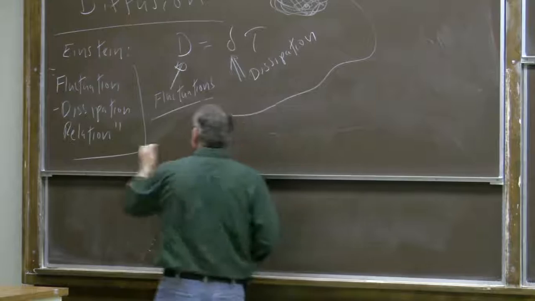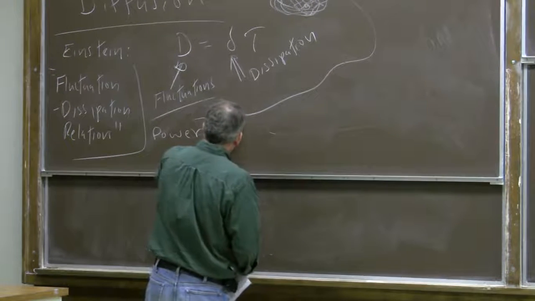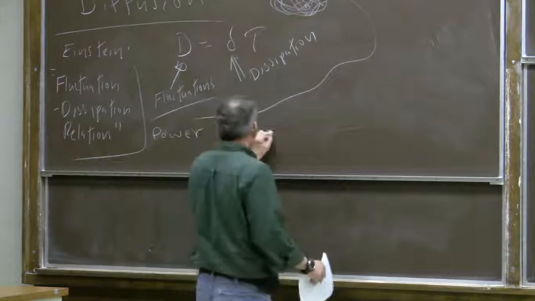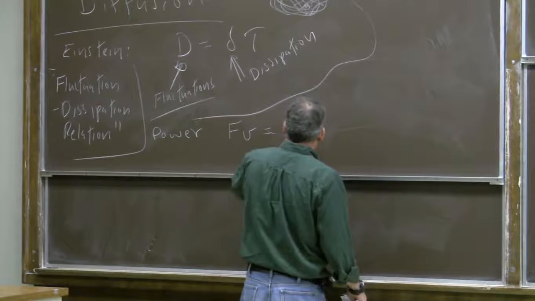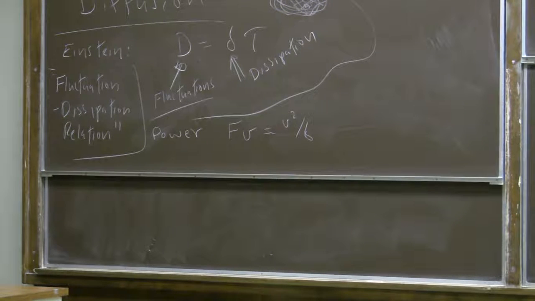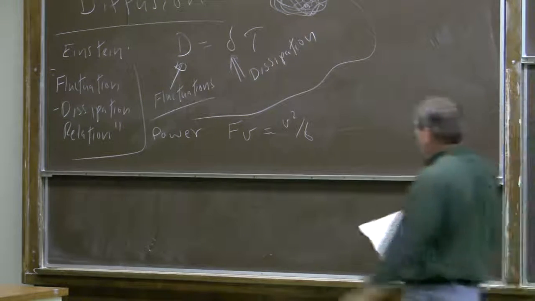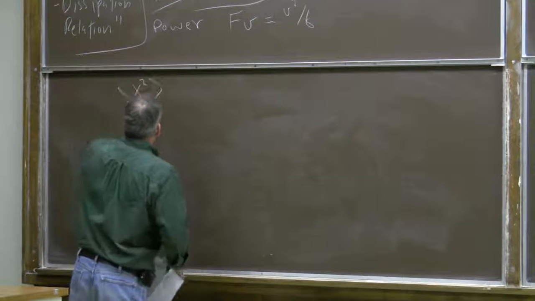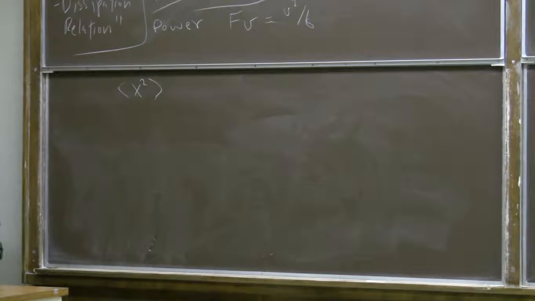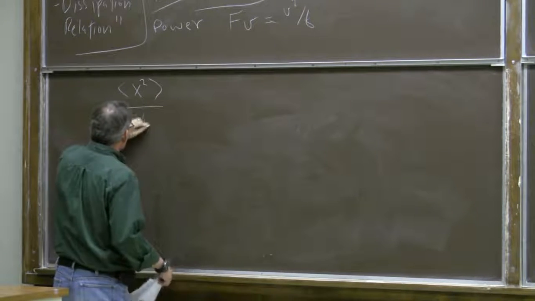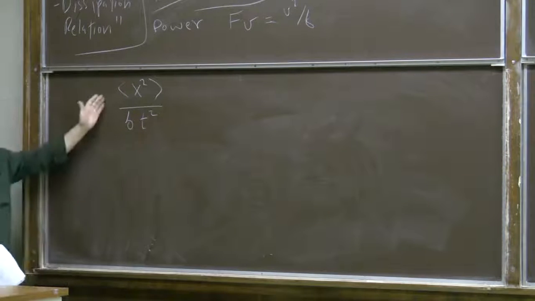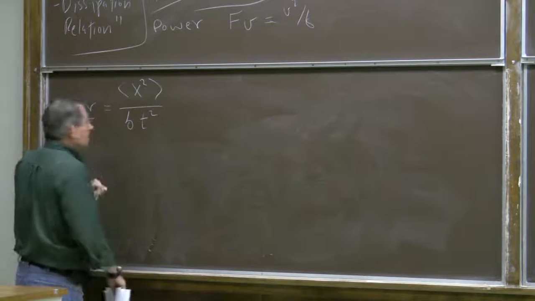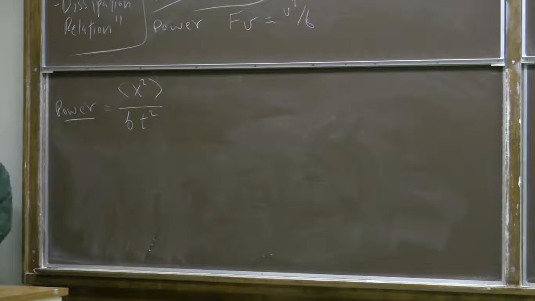In other words, the power of a particle that's shaking around is like a force times a speed, and if you think of the speed as being the terminal velocity, v squared divided by the mobility, according to the definition of mobility. And so if I look at the mean square distance traveled by a diffusing particle and divide by t squared, so this is like v squared over b, so it's something like the power being dissipated by the diffusing particle subject to force.